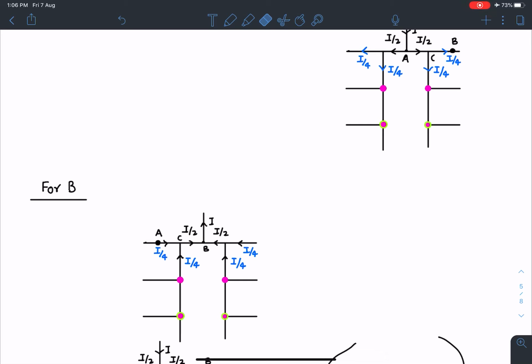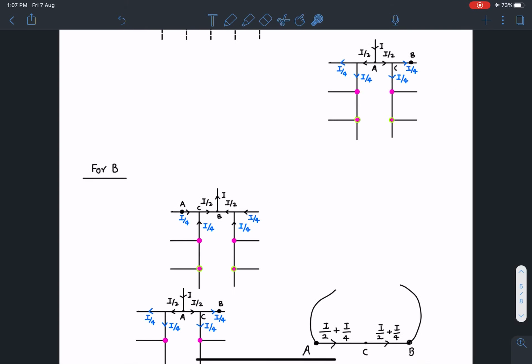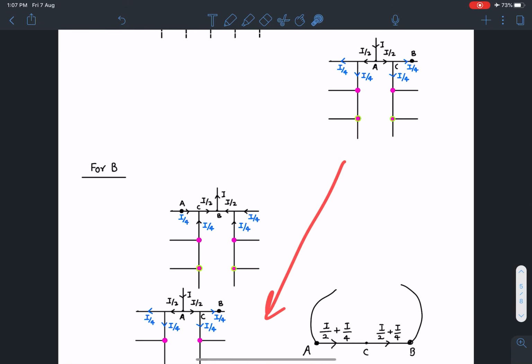using the same symmetry arguments. Now I have to superimpose this diagram of A with this diagram, joining A with A and B with B. So I'm bringing this particular diagram here. As you can see, A I have to join with A and B I have to join with B. So if you see carefully in this part, A to C current is I by 4 here, and A to C current is I by 2 here. So both are in same direction. So current here becomes I by 2 plus I by 4 from A to C.